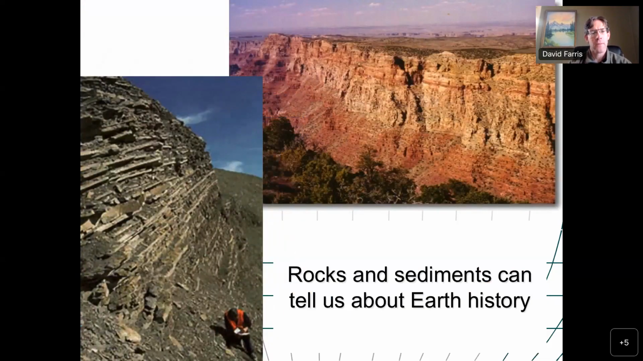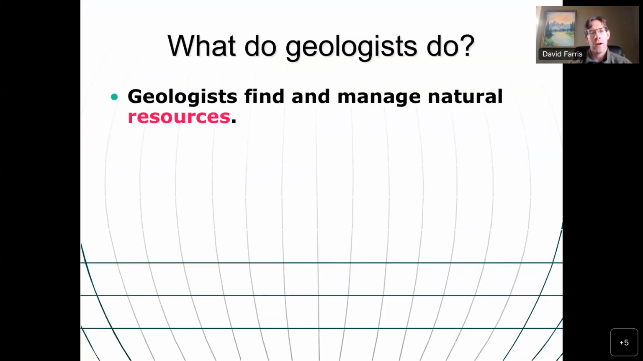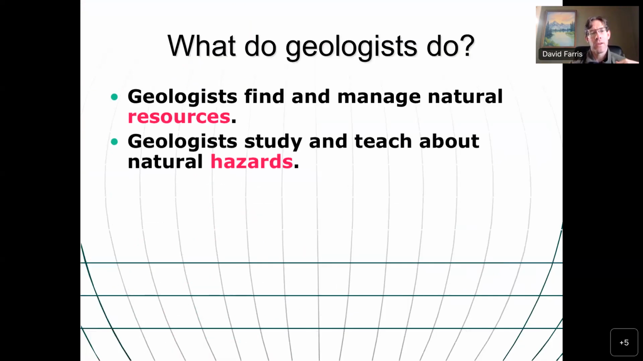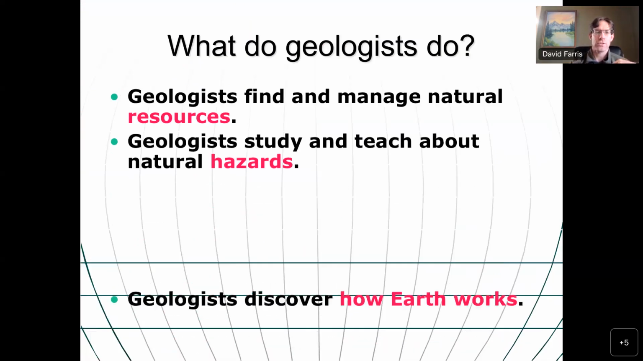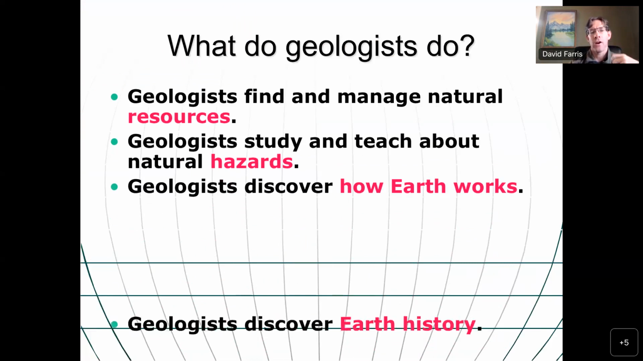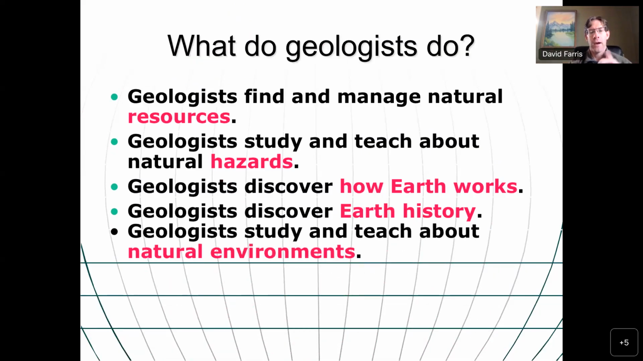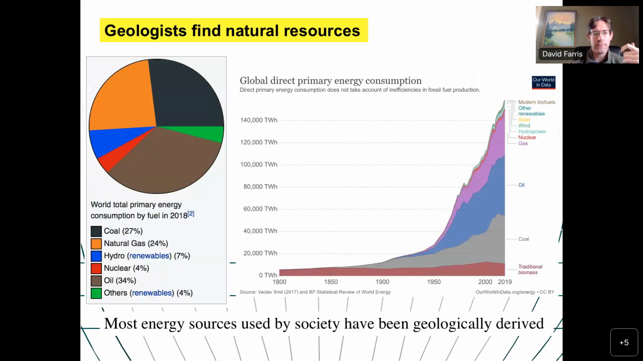Okay, so studying rocks and minerals can tell us about the history of our planet, but we need to know how to read that language. Different things that geoscientists do: they can find and manage natural resources. They can teach us about geologic hazards. They can understand how the Earth works. They can tell us about Earth history. They can tell us about different natural environments.